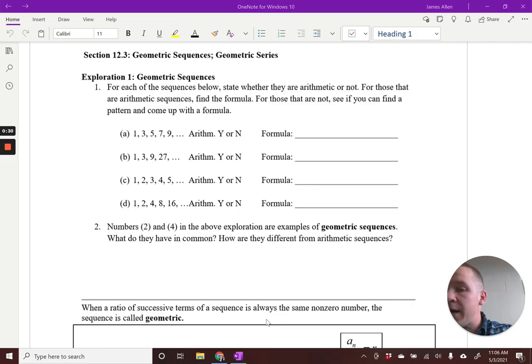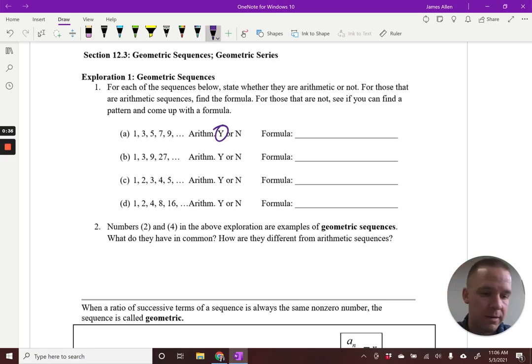So for the first one, I go from 1 to 3 to 5 to 7 to 9. I'm going up by 2 each time. That is most definitely arithmetic. My formula for that, well, I'm going up by 2 each time, so 2n. And how would I start at 1 for my first term? Well, 2 times 1 is 2, minus 1 would give me that 1. Then 2 times 2 is 4, minus 1 is 3. 2 times 3 is 6, minus 1 is 5, so on and so forth. We're good. We got the formula.